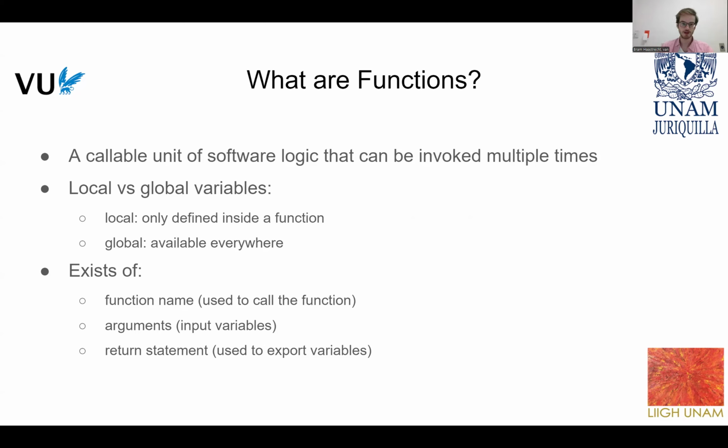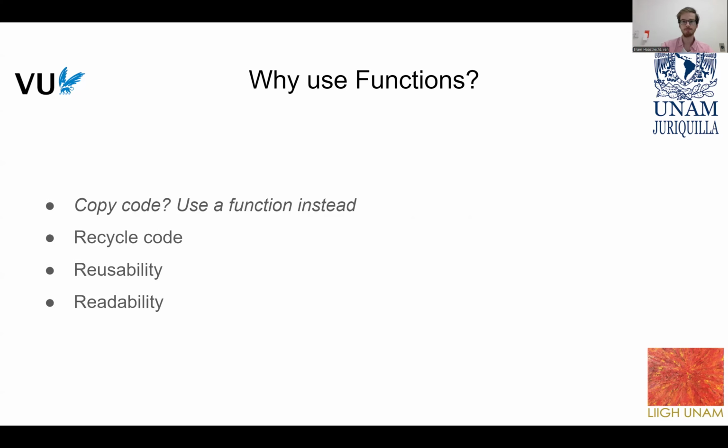A function consists of a function name. This is what you use to call the function. Zero, one, or many arguments, however many you want, that you can use as input variables. Then you have the body of your function, and finally it ends with a return statement. This can be used to export variables. So if you have a local variable in a function, you can return that variable, and then outside of the function, you can assign that returned value to a variable that is globally defined. And then you can use it in different parts of your code as well.